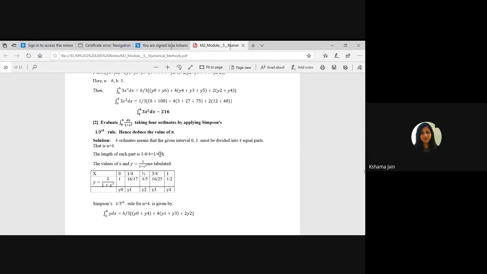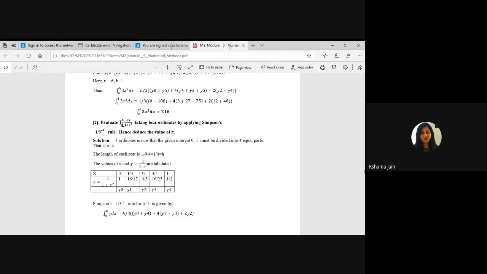So in the table, the x value will be, the lower limit is 0. You will start from 0 and keep adding 1 by 4. 0 plus 1 by 4, 1 by 4. 1 by 4 plus 1 by 4, 2 by 4, that is 1 by 2. 1 by 2 plus 1 by 4 is 3 by 4. 3 by 4 plus 1 by 4 is 4 by 4, that is 1. Now clear, Kaushik? These are the x values. By adding h from the lower limit, you keep adding up to the upper limit.